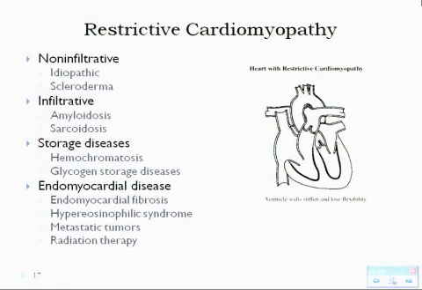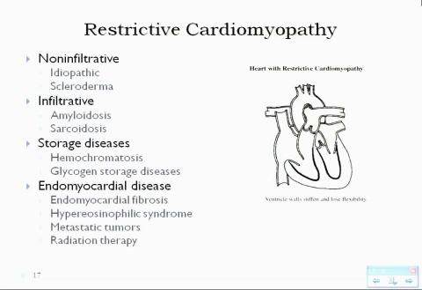Storage diseases like hemochromatosis or glycogen storage diseases will cause deposition effects on the actual mitochondria, and also the endoplasmic reticulum will become damaged, and as a consequence, it affects calcium release. And then you also may have endomyocardial diseases, such as endomyocardial fibrosis, hypereosinophilic syndrome, metastatic tumors, or radiation therapy. I've seen radiation therapy really do devastating effects to the heart, so it's something you have to be careful with as well. These are very rare, thank goodness, most of the time.